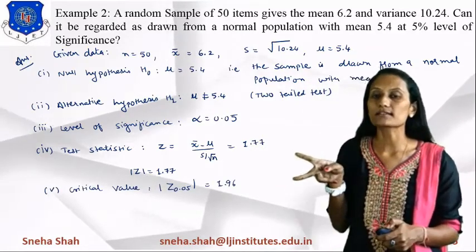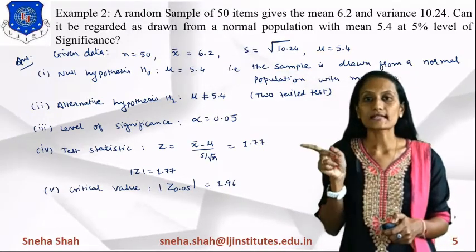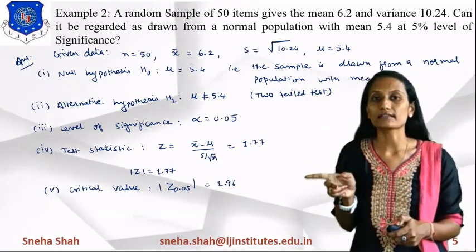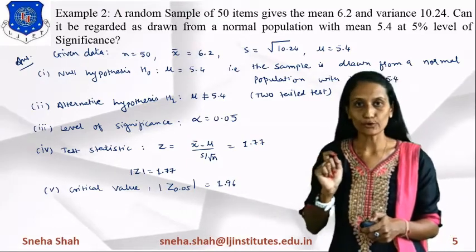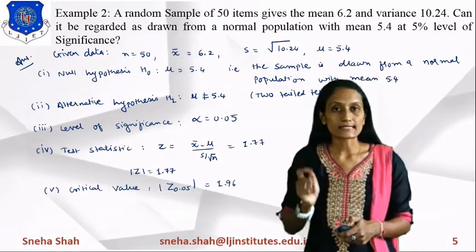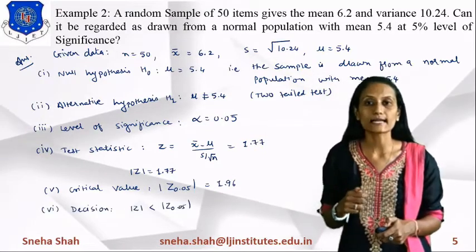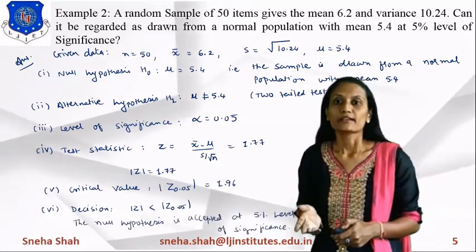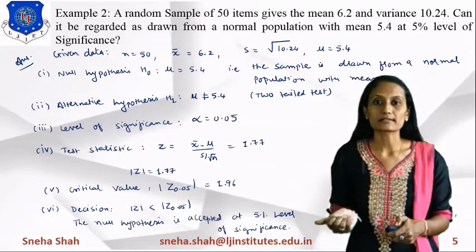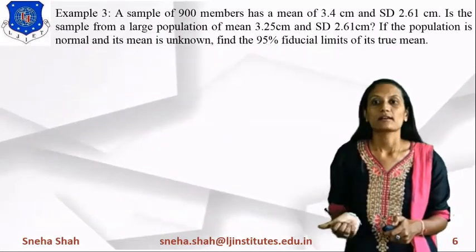Now we are comparing these two things. So you can say that the value of mod z is less than the value of mod z 0.05. So from this you can say that the null hypothesis is acceptable, because the value of mod z is less than the critical value, right? So it is acceptable at 5% level of significance.